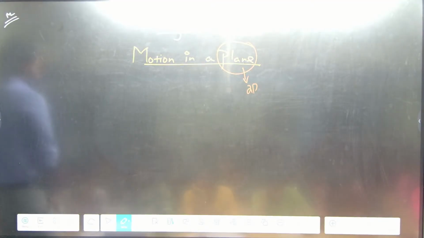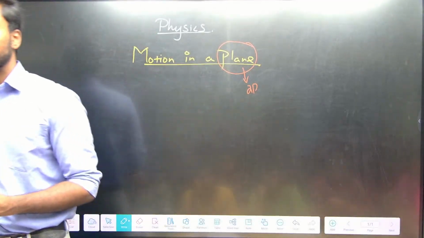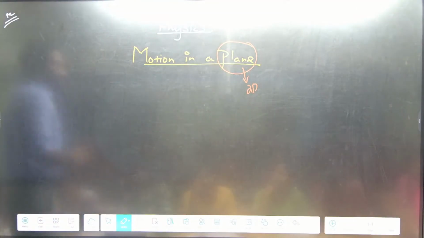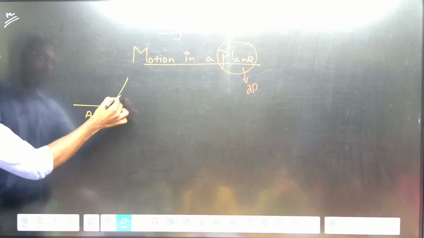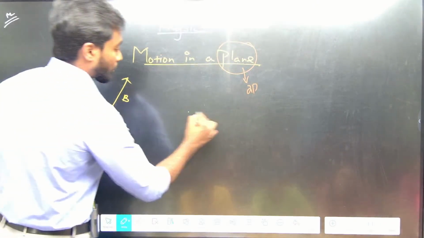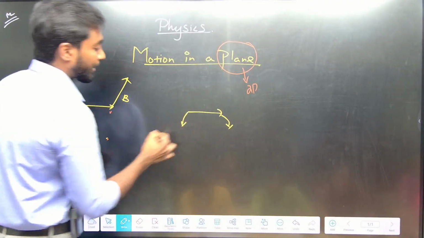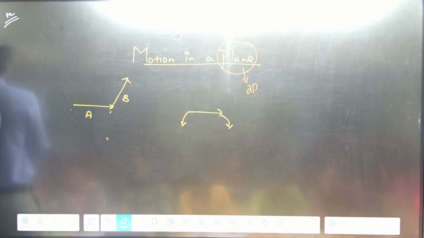Suppose two vectors are given, and they are asking for the resultant vector. Two vectors means there is a vector A and there is a vector B. A vector is usually represented with an arrow mark. The arrow mark is called the head of the vector and this point is called the tail of the vector. Head of the vector and tail of the vector.